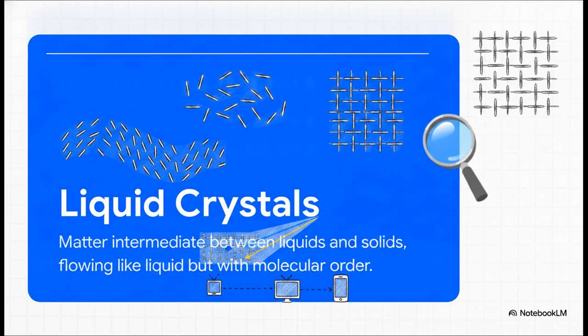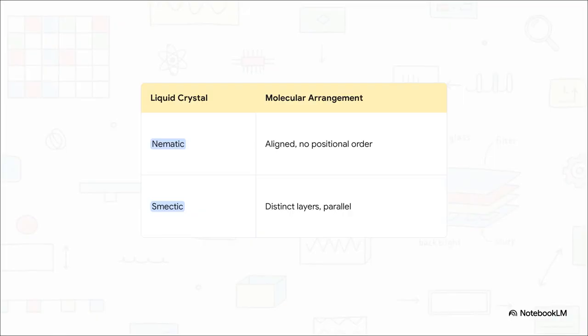Because of their elongated, kind of rod-like molecular shape, their optical and electrical properties actually change depending on which direction you measure them from. This directional dependence is called optical anisotropy, and let me tell you, it is the absolute magic ingredient we need for modern displays. Now, there are a few different types of liquid crystals, but for displays, we zero in on thermotropic liquid crystals, which change their phase based on temperature.